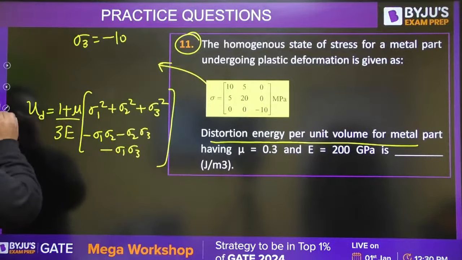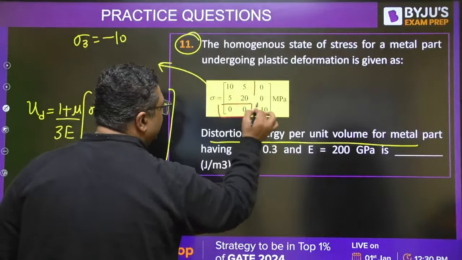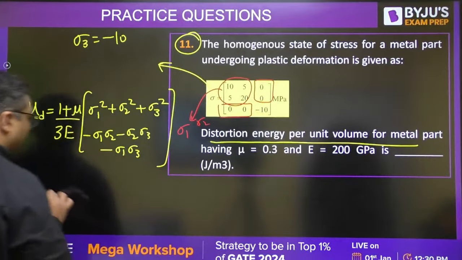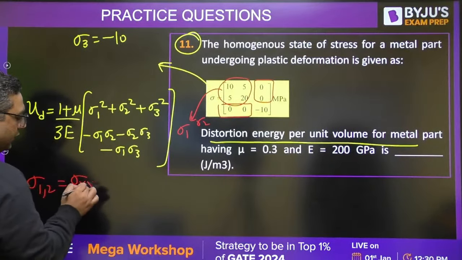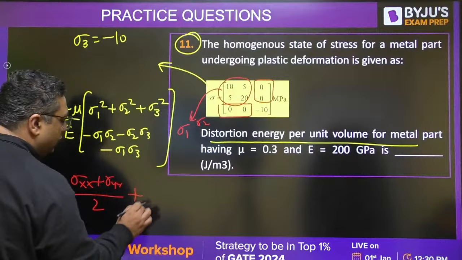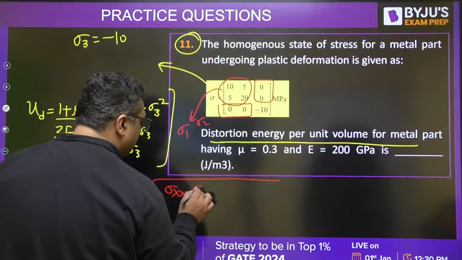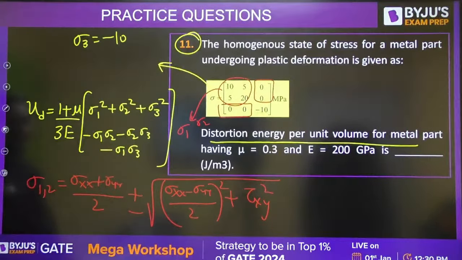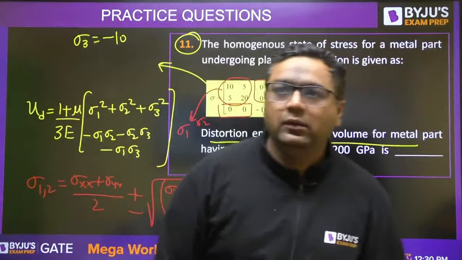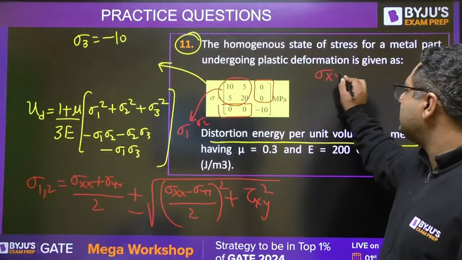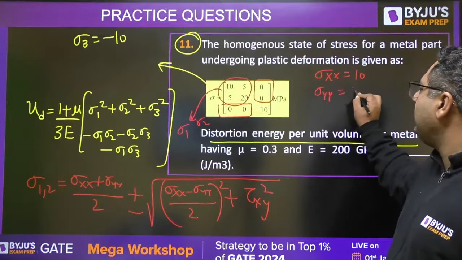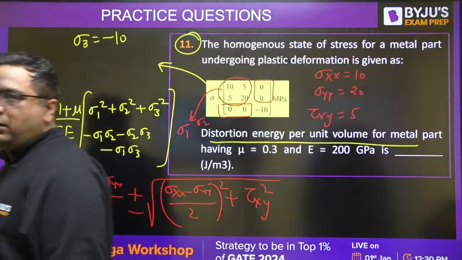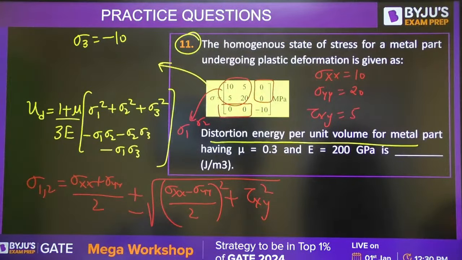Because you are going to have zero shear for the Z face and Z direction. And for this, you can find sigma 1 and 2. So you can find sigma 1, 2 as (sigma xx plus sigma yy) by 2 plus or minus the square root of ((sigma xx minus sigma yy) by 2) square plus tau xy square. Okay, solve it. Very good, Ajay. So here sigma xx is 10, sigma yy is 20, tau xy is 5. Solve it. All the values are given to you.